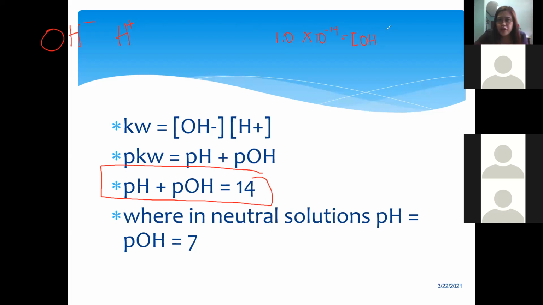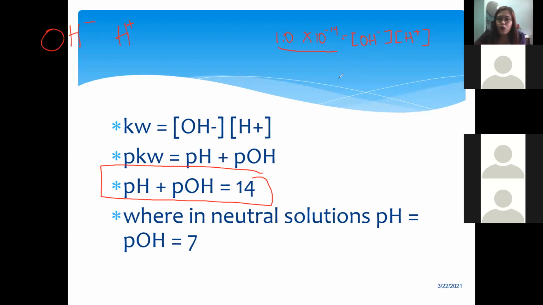Actually, ginamit natin ang H plus, no? But anyway, it's the same thing. So, ito ang original na formula. If we know the concentration of the OH, we can compute for the concentration of the H plus. Kasi di ba this is constant.